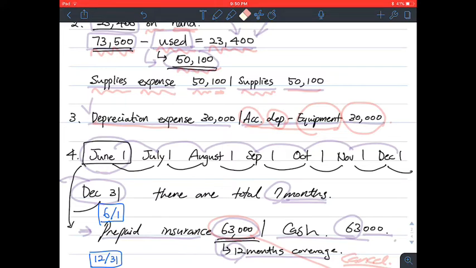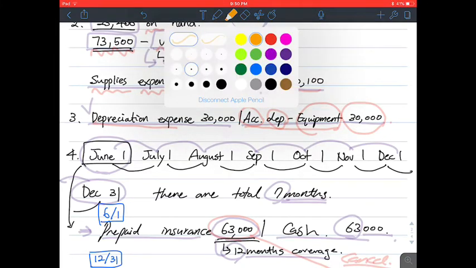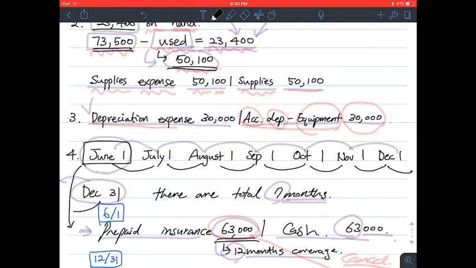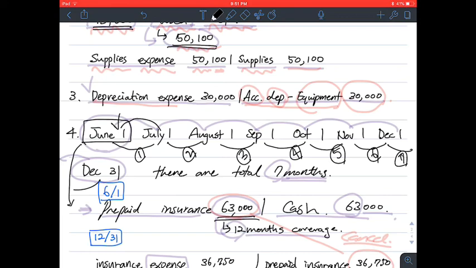So a lot of you have missed this one. There was, I think, a counting problem. So if you just use your hand, or you just draw it like this, from June 1st to December 31st, how many months are there? So if you just count 1, 2, 3, 4, 5, 6, and we have 7. There are a total of 7 months.